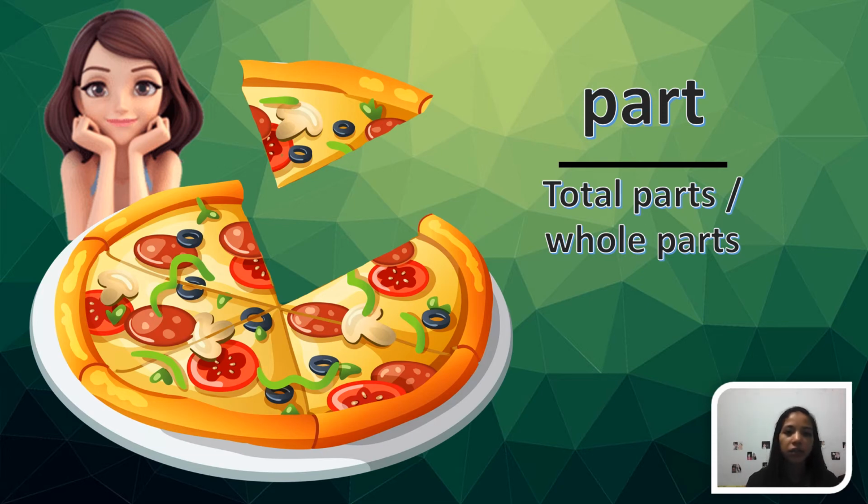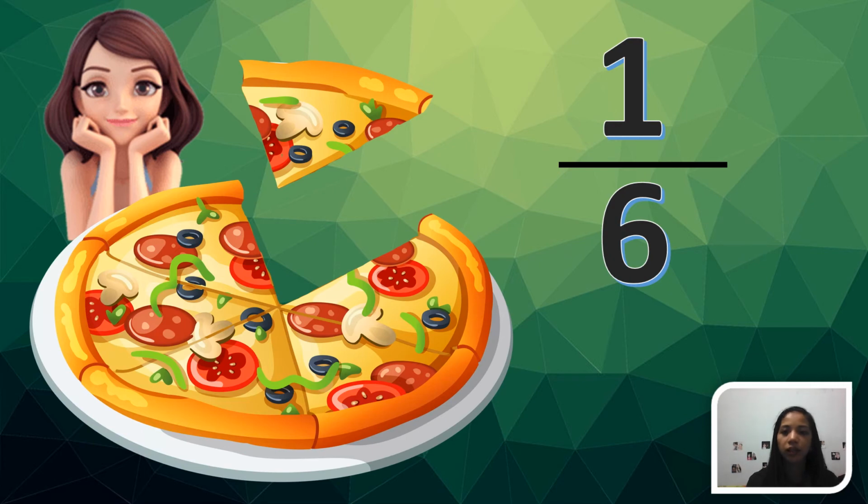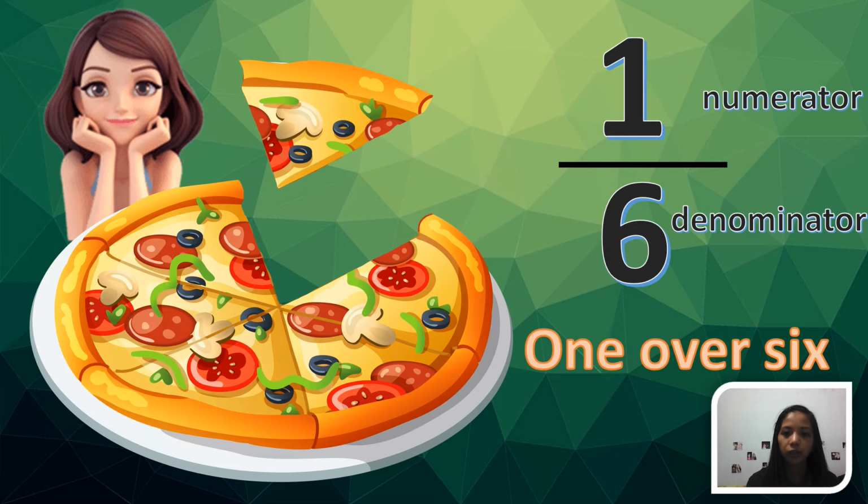The question here is how many pieces of pizza has the girl eaten? The answer is 1. And then the total parts of pizza is 6. This one is called the numerator, and the 6 is called the denominator. So how do we read this fraction? We call it 1 over 6.